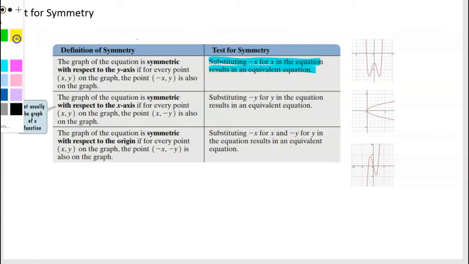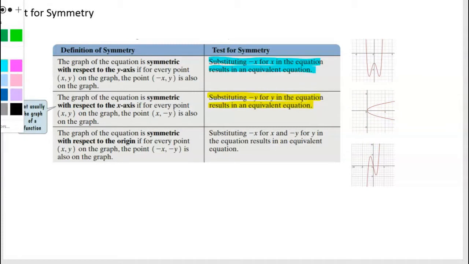Well, it turns out we do exactly the opposite to determine if a graph has x-axis symmetry. So again, by definition, the graph of the equation is symmetric with respect to the x-axis if for every point (x, y) on the graph, the point (x, -y) is on the graph. And that's what we pointed out in our picture. But what do we do to check it? We substitute negative y for every y and simplify, and if we get the original equation back, then we have x-axis symmetry. And I put a graph of the x-axis symmetry we talked about.